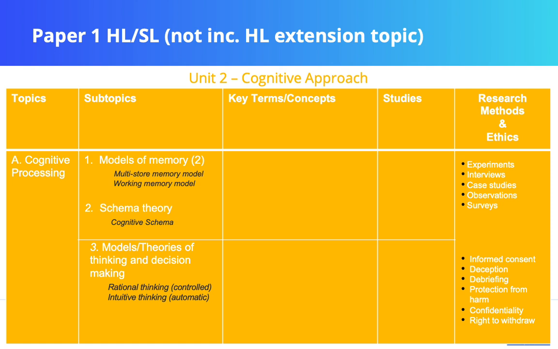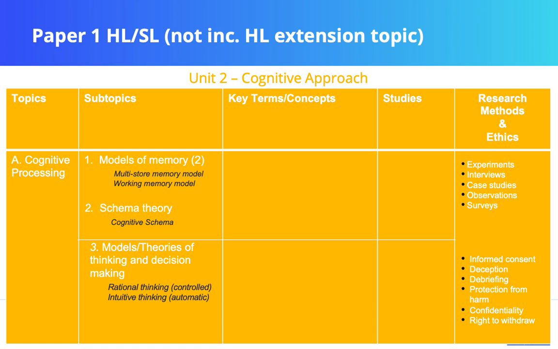For models of memory, the guide clearly states we have to know 2 models of memory, and it makes sense to choose the multi-store and working memory model because we could be asked short answer questions about them. So they are 2 models of memory that I would suggest making your summary notes about.